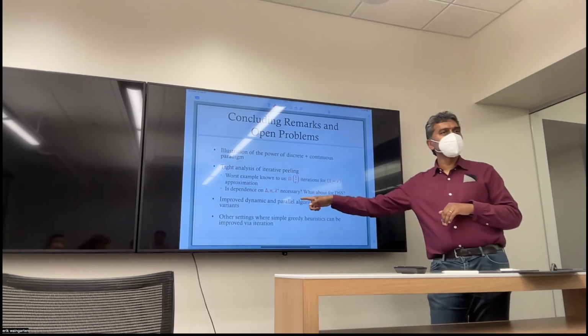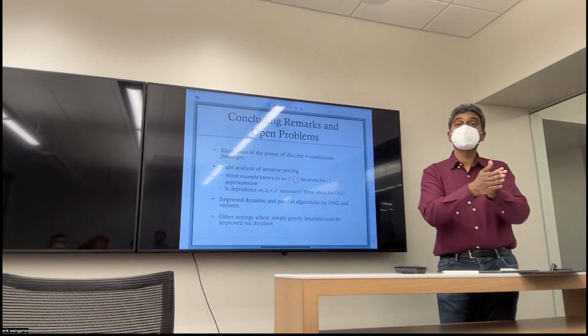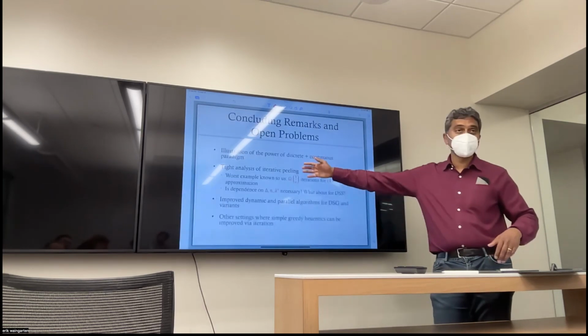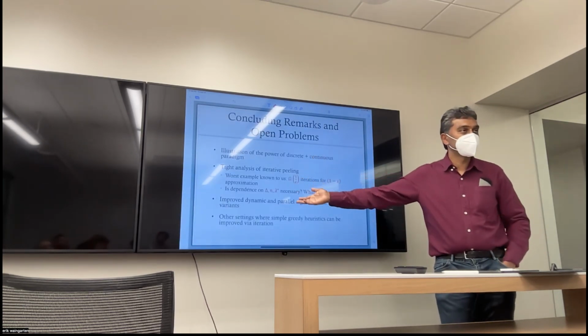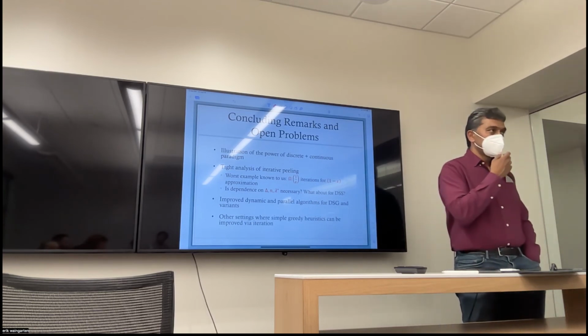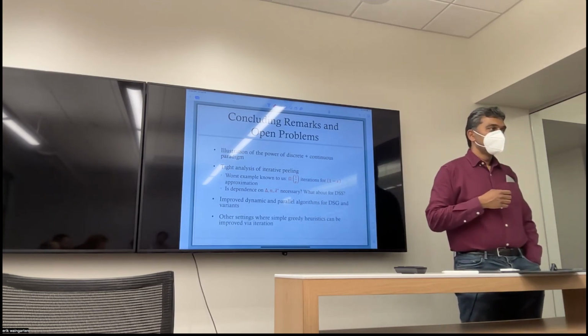And is there dependence on any other parameters necessary? For example, the original conjecture said only 1 over epsilon square, right? While our dependence has a lot of factors which are maybe not necessary. The theorem was only for graphs, for densest subgraph. Yes, the fact that convergence is true in general.